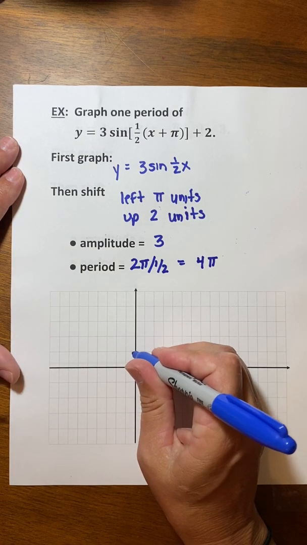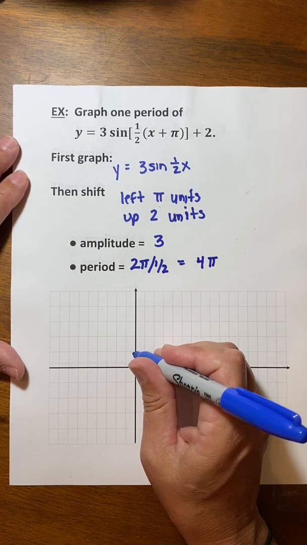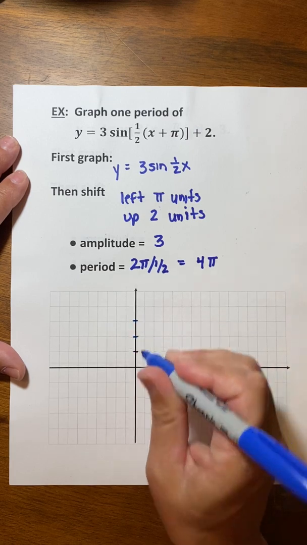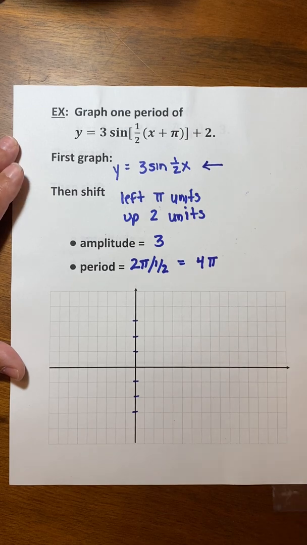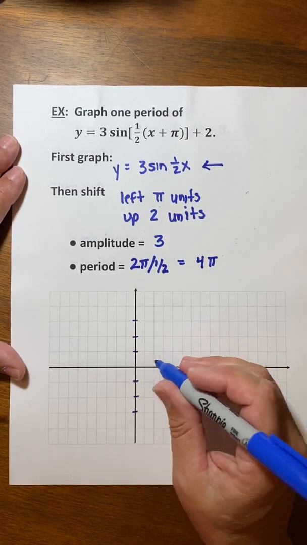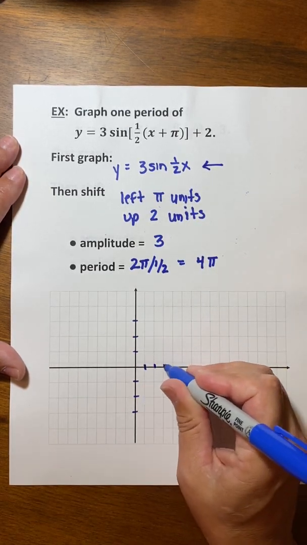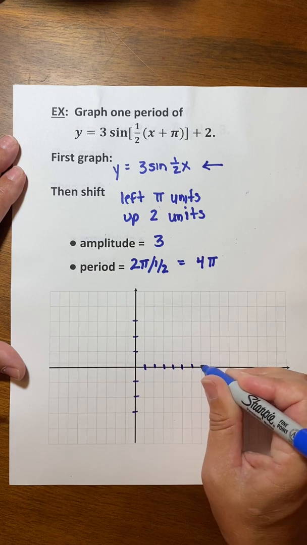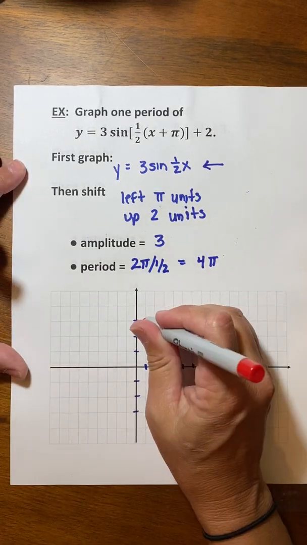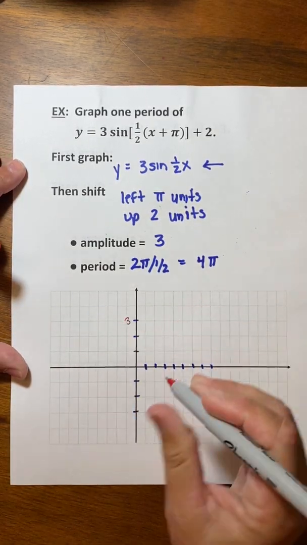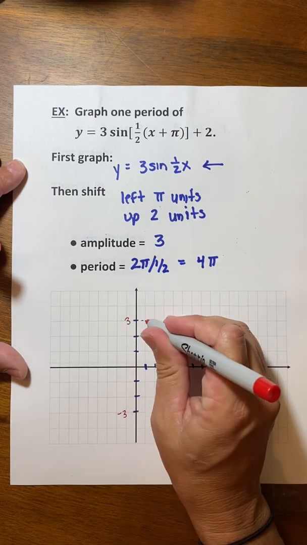So I'm going to go, let me see, the amplitude is 3. So 1, 2, 3, 1, 2, 3. So we're going to graph this guy first. So we're going to go up 3. The period is 4 pi. So I'm going to go out 8 units because I just like 8. 3, 4, 5, 6, 7, 8. So when I draw one little box, so we're just doing one period here, we're going to go up 3, down to -3. So we're drawing it without the shift.